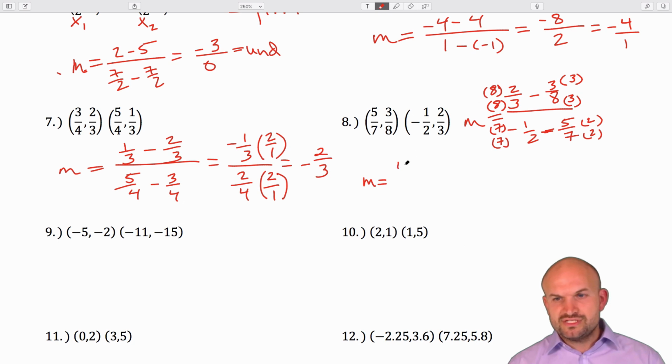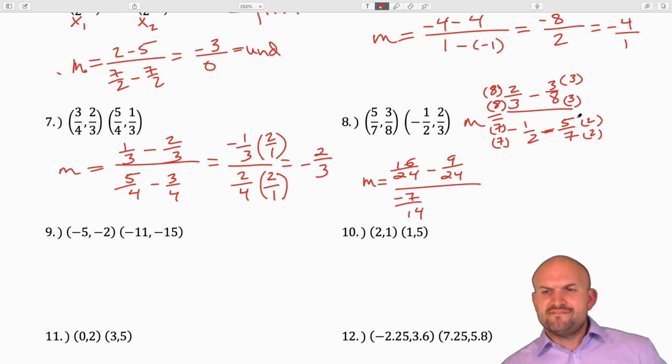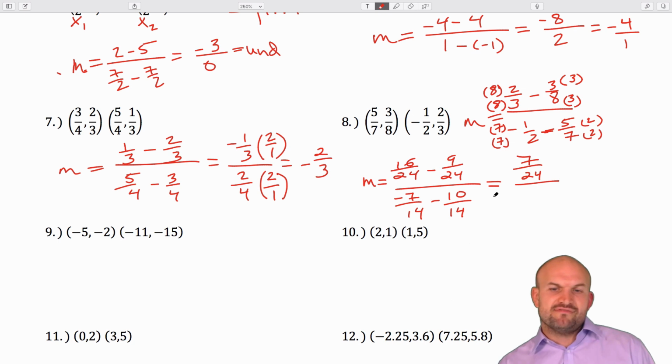So I have 8 times 2, which is 16 over 24, minus 9 over 24. Divided by 7 times negative 1 is a negative 7 divided by 24. I'm sorry, that's 14, right? 2 times 7 is 14. And 5 times 2 is 10, so that's minus 10 over 14. All right, so now you can see I obtained common denominators, so now I'm just going to apply the operations. 16 minus 9 is going to be 7 over 24. And negative 7 minus 10 is a negative 17 over 14.